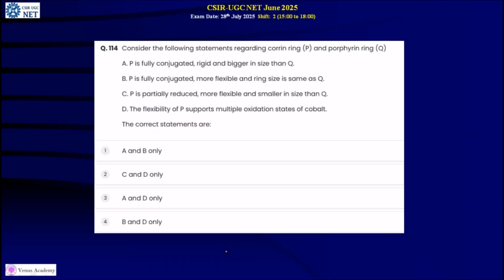Next, question number 114. Consider the following statements regarding corrin ring P and porphyrin ring Q. The correct statements are, option 2, C and D only are correct statements. That is, P is partially reduced, more flexible and smaller in size than Q. And D, the flexibility of P supports multiple oxidation states of cobalt. So question number 114, option 2 is the correct option, students.